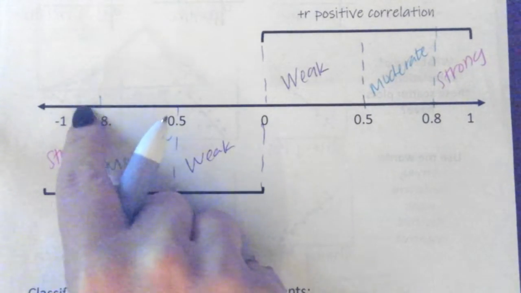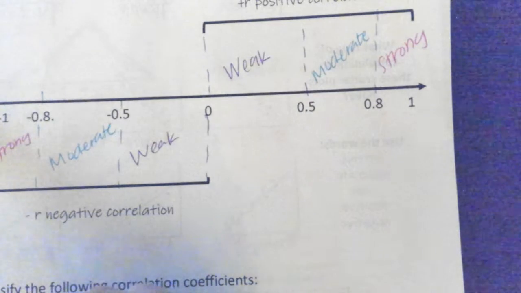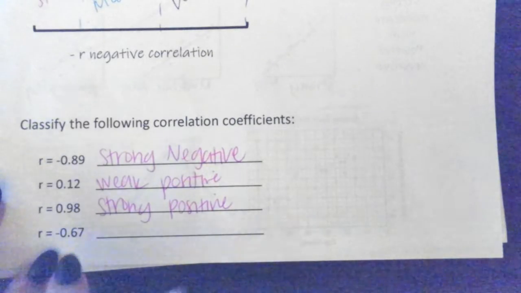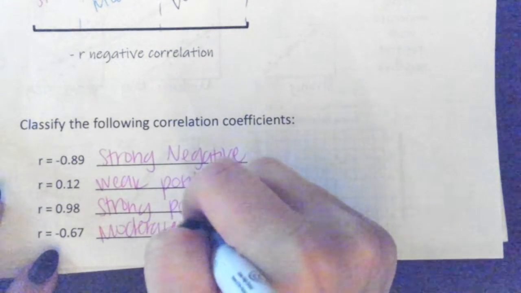So negative 0.89 would be somewhere in here, so it is strong. That's a negative number. So it is a strong negative correlation. 0.12 would be somewhere in between here. So it would be weak. And it is a positive number. 0.98 is positive, and that's bigger than 0.8, so it would be a strong positive. Negative 0.67 is negative, and it's between negative 0.5 and negative 0.8, so that is a moderate negative correlation.